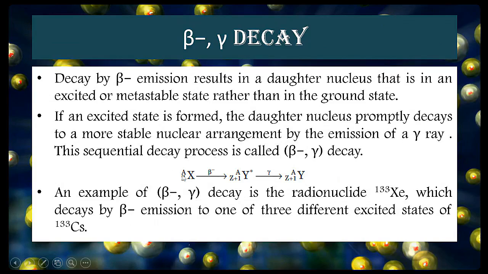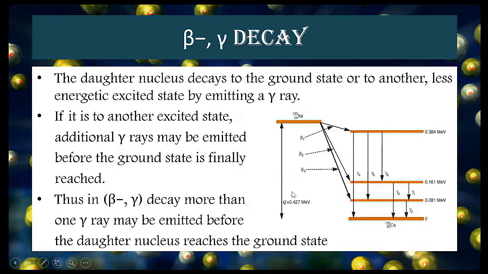So here parent nucleus X undergone beta minus decay to form metastable daughter Y. Further they have undergone gamma decay to form a stable daughter nucleus. So here there won't be any change in the atomic number. Once beta minus decay has happened, there won't be any change in the mass number and atomic number. So in this image you can see the element xenon has undergone so many.